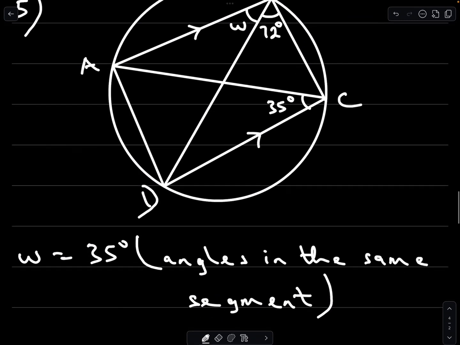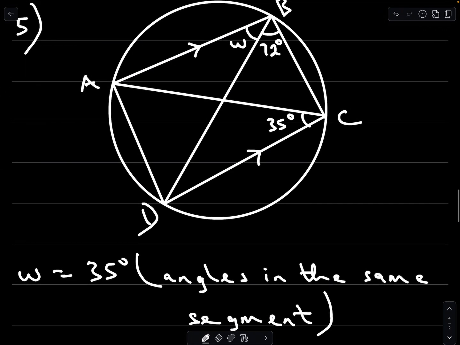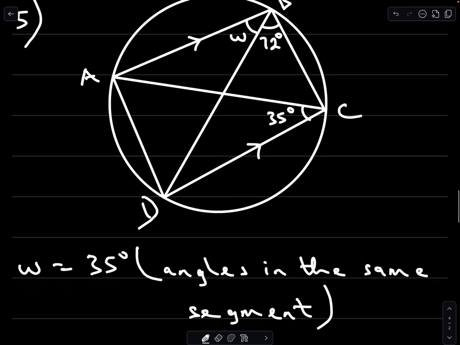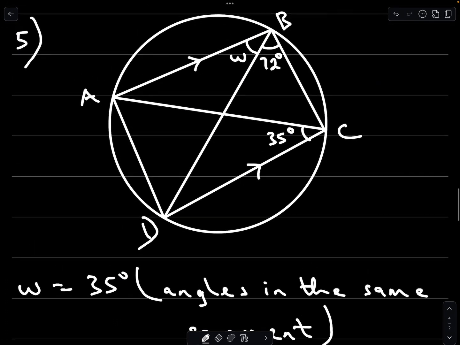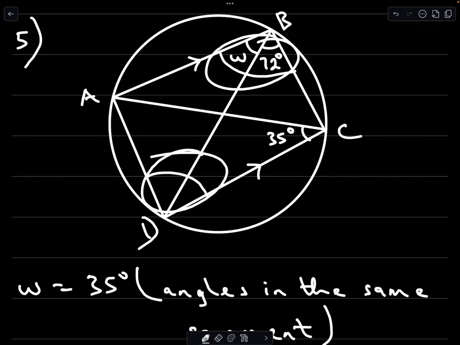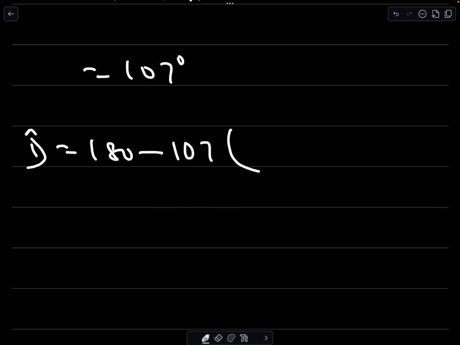So that's one of the angles of the cyclic quadrilateral ABCD, which is a trapezium. Now let's go. Which other angle can we find? Now that I know angle B, I can find angle D, because I know that the opposite angles of a cyclic quadrilateral are supplementary. So that simply means angle D is equal to 180 minus 107 degrees.